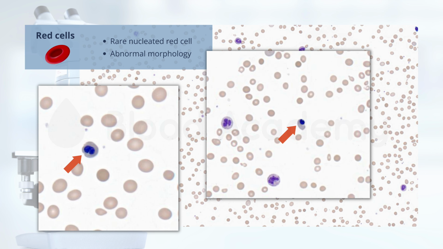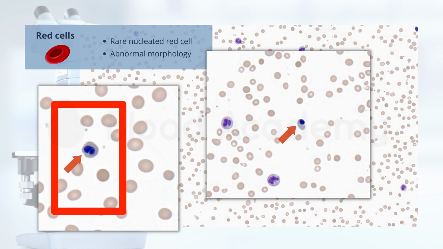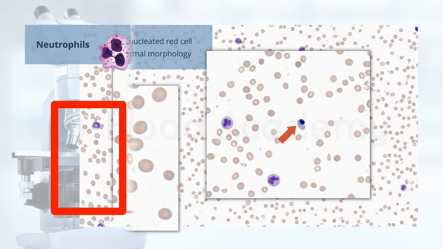There are also some nucleated red cells. Although they are not prominent in number, they can be seen. These show abnormal morphology, like these examples shown here, with nuclear indentation as shown by this cell here.